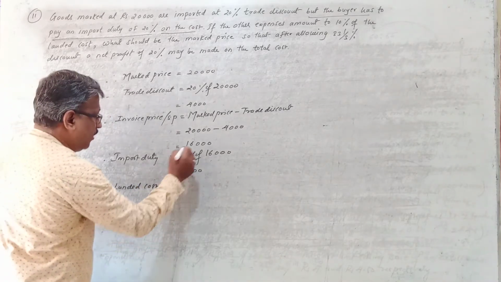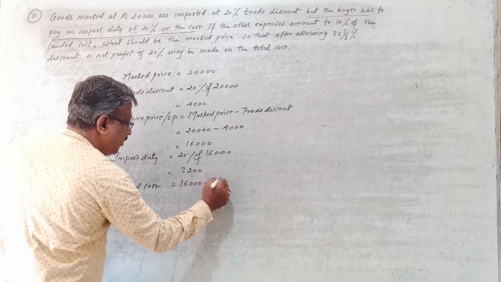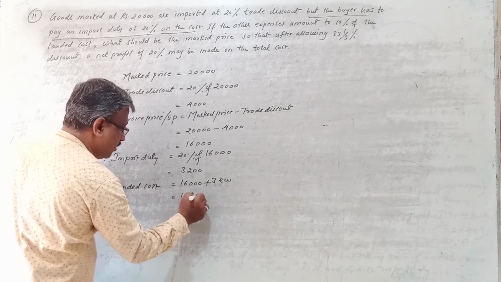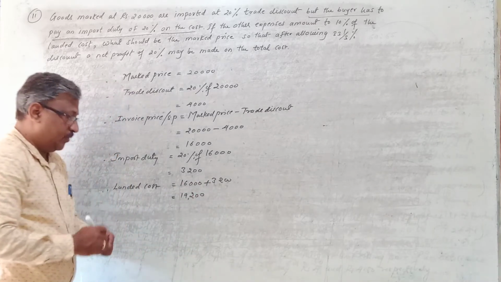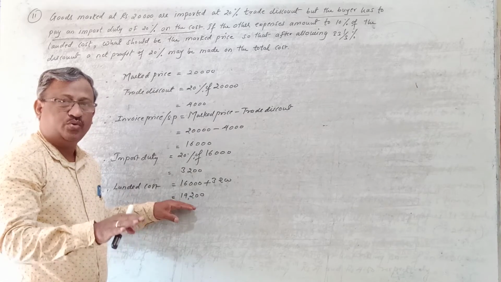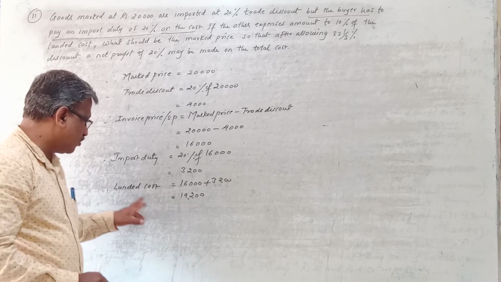So how to calculate? To 16,000 rupees, we have to add 3,200 rupees. If you add this, we get 19,200 rupees. It means to land these goods at his place or in his country, it totally costs him 19,200. That's why it's called landed cost.